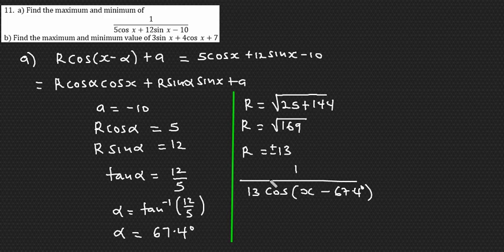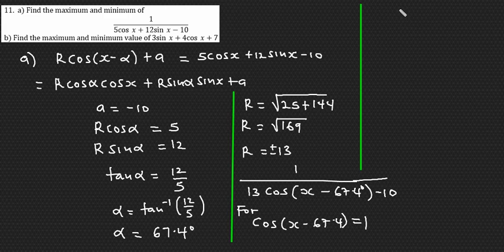So we know that the cos varies between -1 and 1. So we shall take the cos of an angle to be -1 and the cos of an angle to be 1, then see what we get. Then we shall be able to conclude the maximum and the minimum value. So let us first take the cos of the angle, cos(x minus 67.4), to be equal to 1.